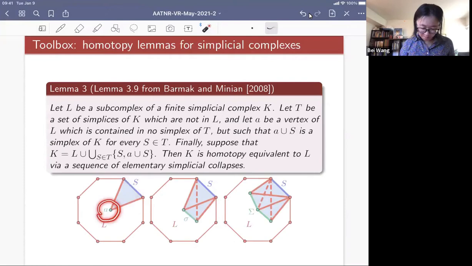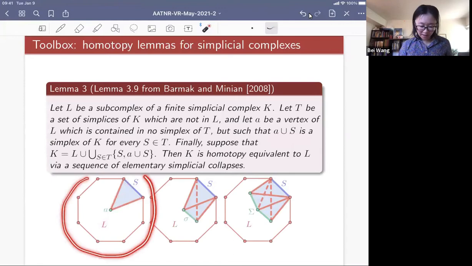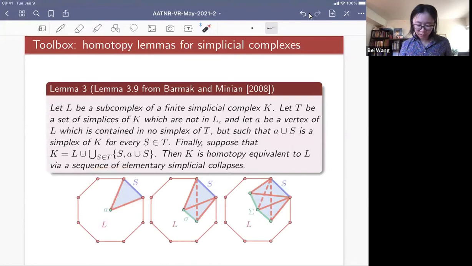this A, such that if I take the union of a vertex and this simplex, I just take all the vertices together and form a simplex. So in this case, this is this triangle. If this triangle is a simplex of the larger space K, then K is homotopy equivalent to L.